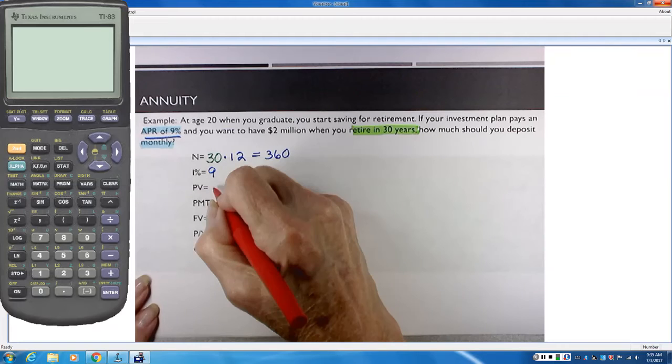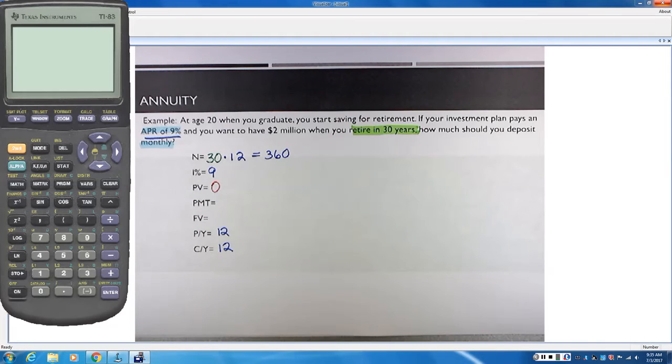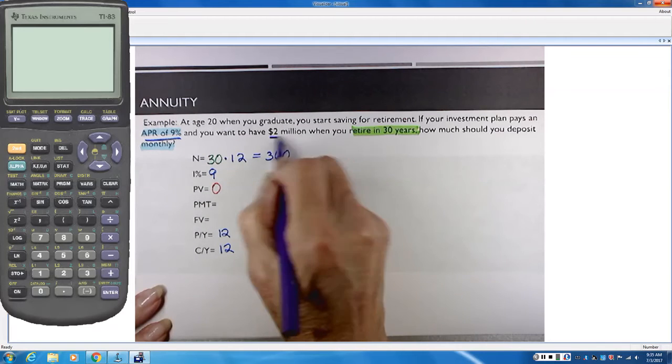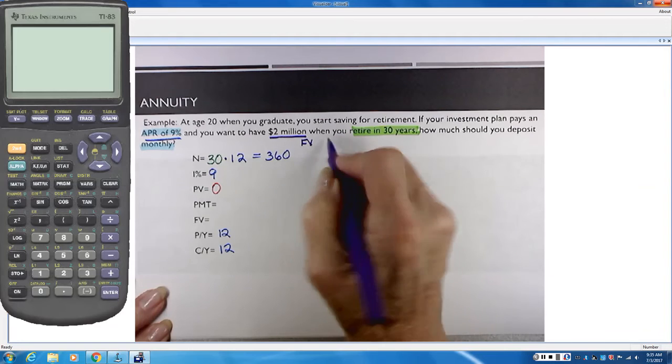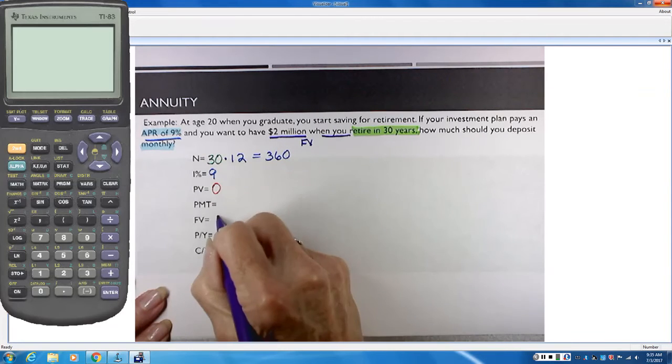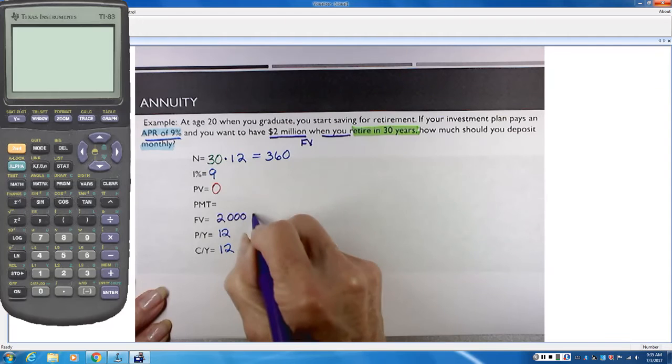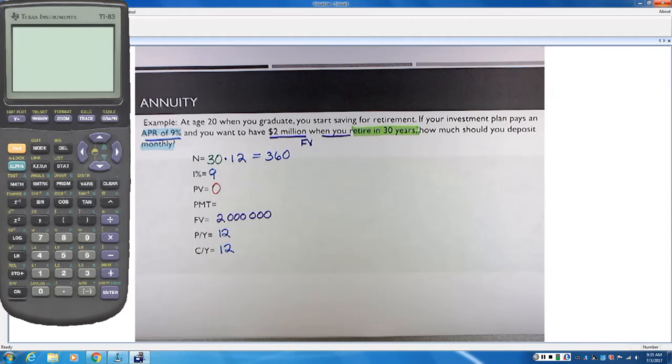This time my present value is 0. I don't start out with a lump sum payment. I actually want to make payments. And the amount that I want to accumulate at the end of my 30-year period is $2 million. So my future value, because that's when I retire, is 2 with 6 zeros. You'll have to watch on your calculator because you don't get to put commas in, so you've got to count your zeros carefully. So that's 2 and 6 zeros. And then we're going to solve for the payment amount.